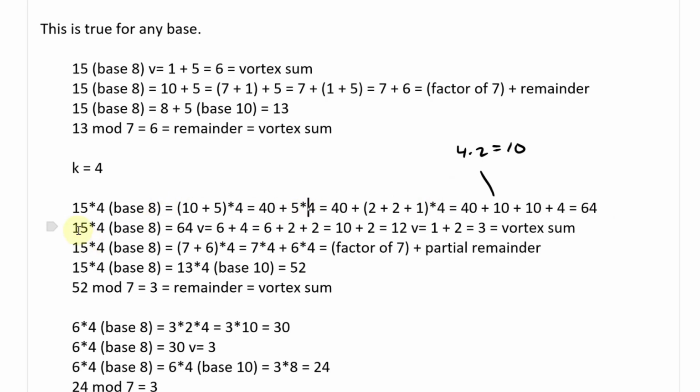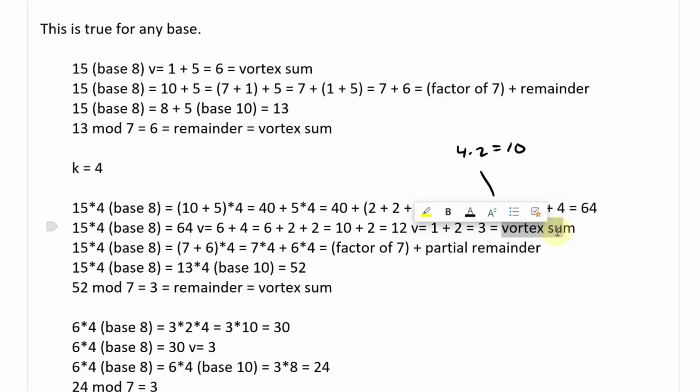And now let's just write that down right here. So what we have is 15 times 4 in base 8 is equal to 64. And then take the vortex sum, v equals 6 plus 4. And then again, we can't just add them up normally. So we have to go 6 plus, break the 4 up into 2, so 6 plus 2 plus 2. This is an 8, but it isn't actually a 10 in base 10. It's going to be 10 plus 2. So equals 12. But anyways, we get a 12, then v equals 1 plus 2 is 3, which equals the vortex sum.